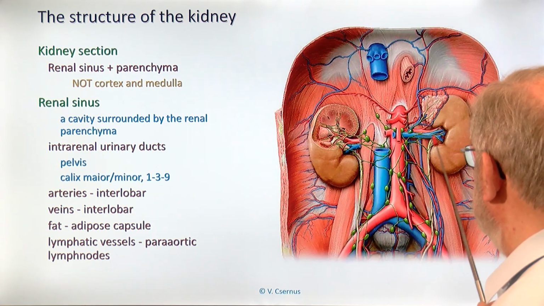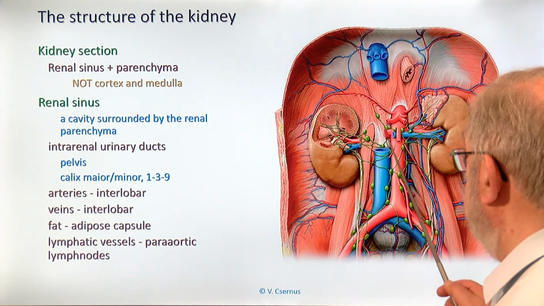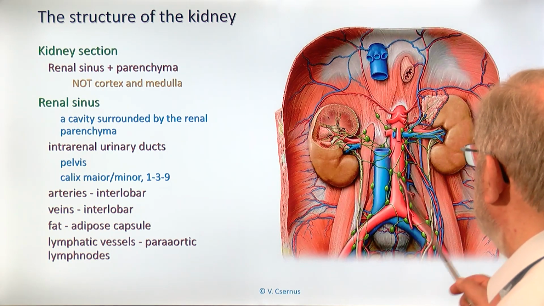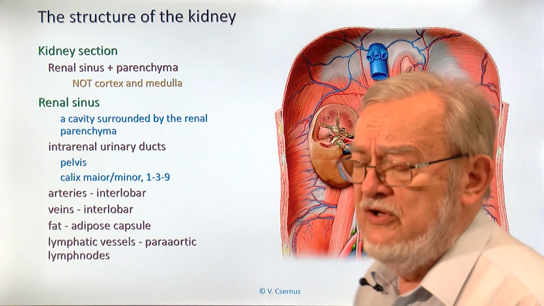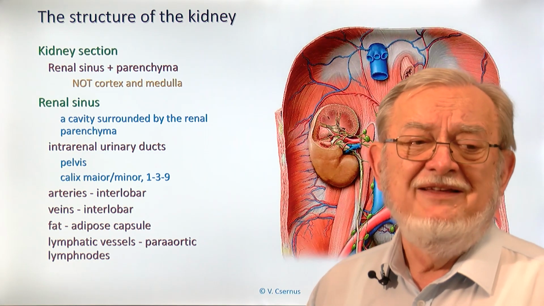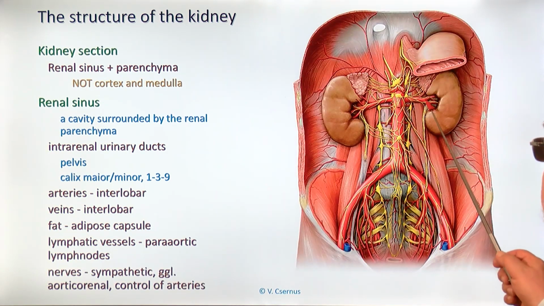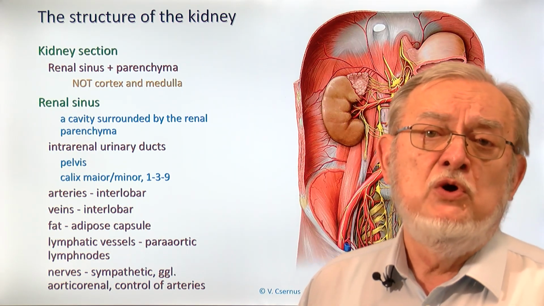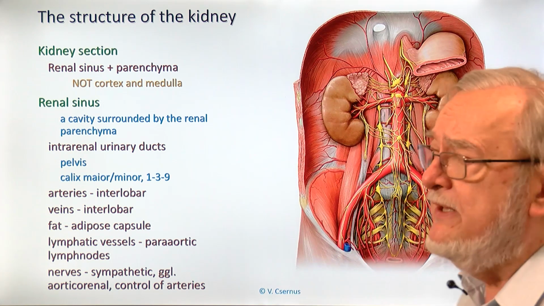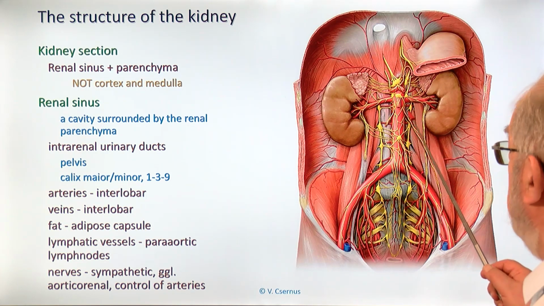We have lymphatic vessels. This is not really dissectable, or not dissectable at all. The lymphatic vessels drain into the para-aortic lymph nodes, which are nearby. As you know, the lymphatic vessels always follow the veins of a particular organ, and this is really the case, coming in together with the renal veins. Finally, it has nerves. These are autonomic nerves, sympathetic nerves, and their task is to control the blood flow. They end up in the smooth muscles of the arteries, and they change the blood flow.